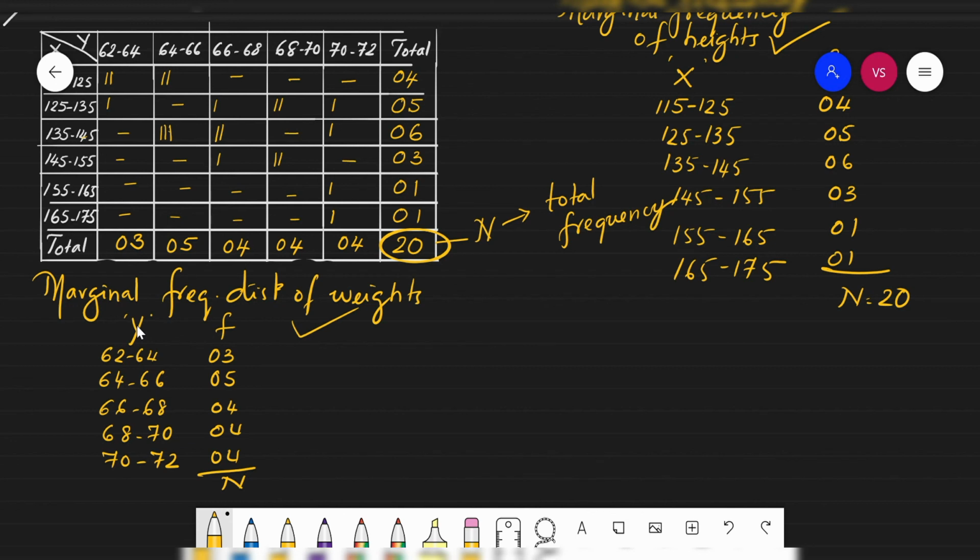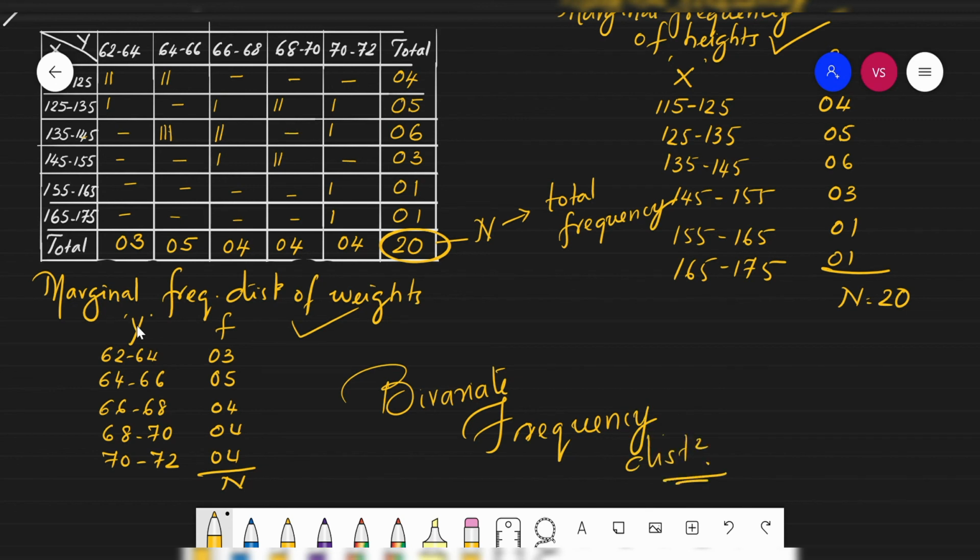Okay, so I hope you have followed this, students, and this is what we call bivariate frequency distributions. And these types of bivariate frequency distributions we come across in problems like correlation, regression, and all, students.